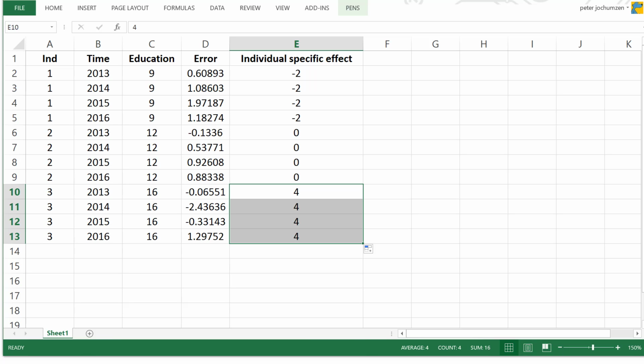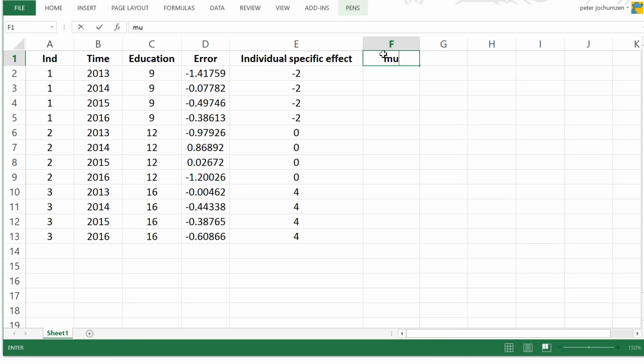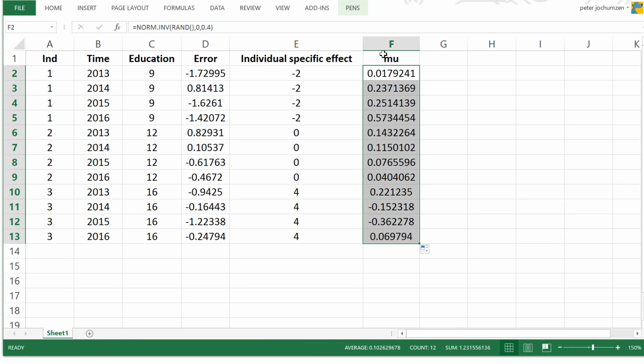We will still have some randomness over time, so we can't expect, for example, the first individual to make $2 less per hour every year. So there is still some random term. I will call this mu, and this could be completely random. So I have simulated some random values in column F.